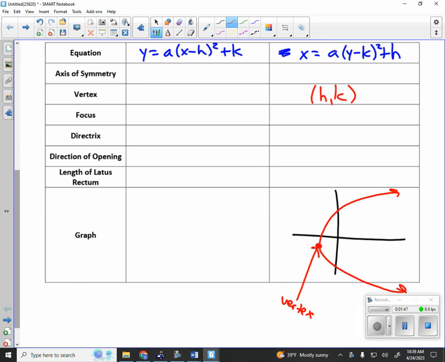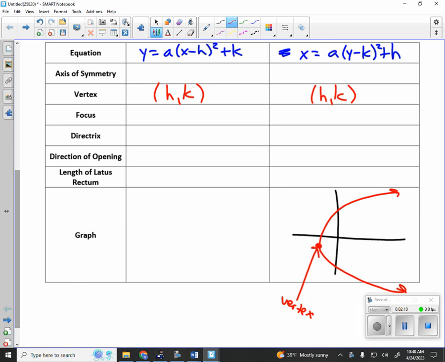This is an important part of the problem that you pay attention to. In this situation, the vertex was also (h, k). Notice the difference. Here, h is on the inside of the squared with the x. Here, the h is on the outside. You see that? Here, k is on the inside with the y. Here, it's on the outside. So please take note of that and just be prepared for that change.